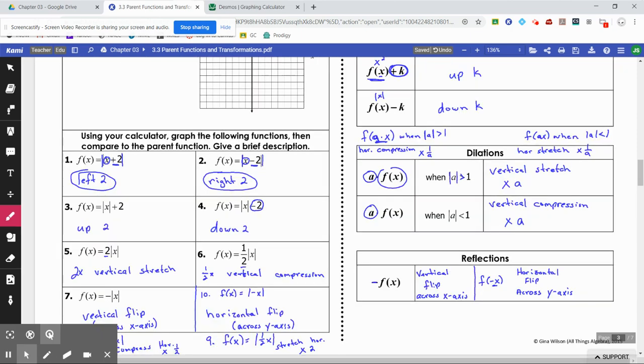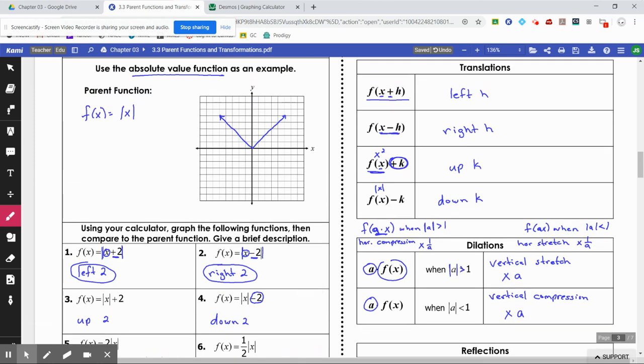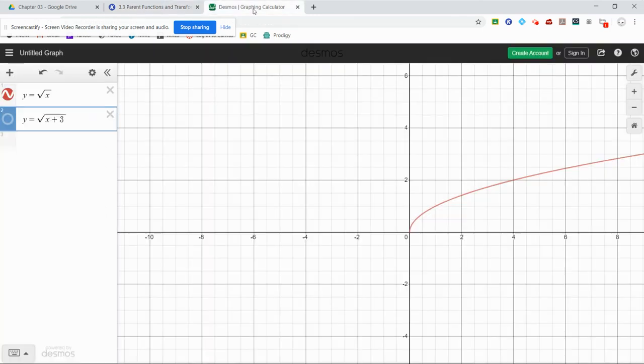So there you see all the different scenarios, and what I would like to do in closing is go through and take another parent function and go through each of these transformations to remind you what each of them do. So I'm going to use y equals the square root of x.